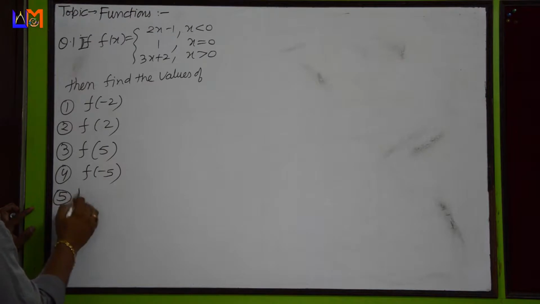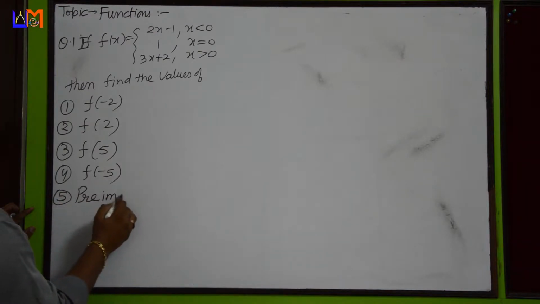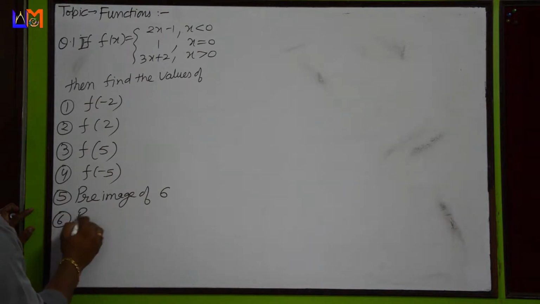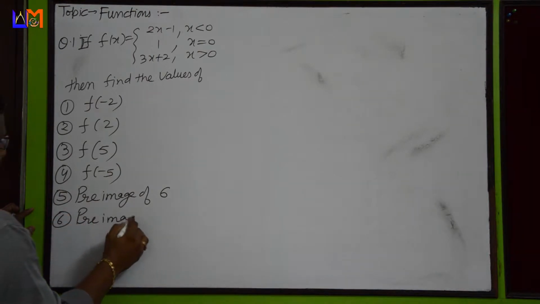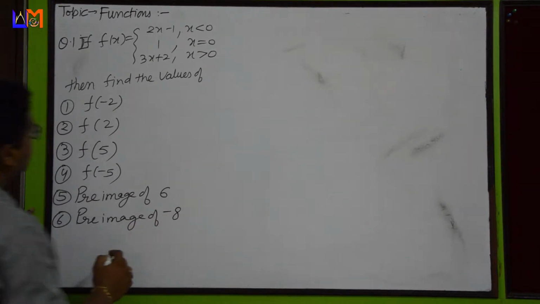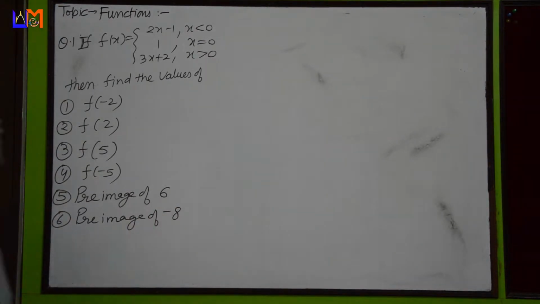Number 5, pre-image of 6. Number 6, pre-image of minus 8. Now, how do we solve this?